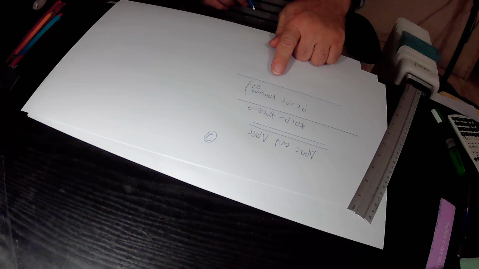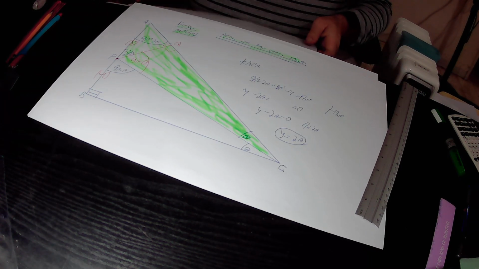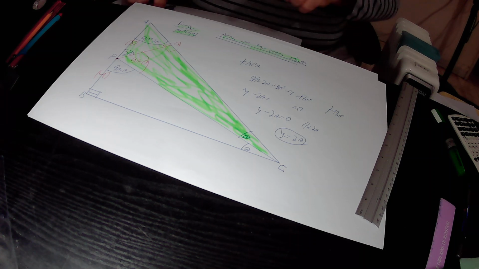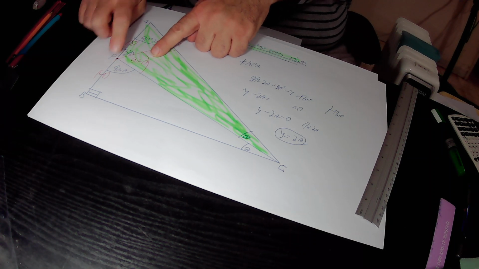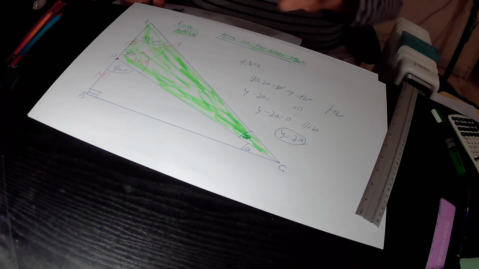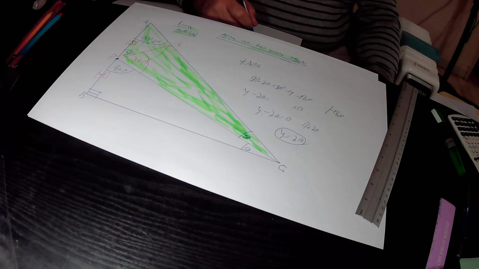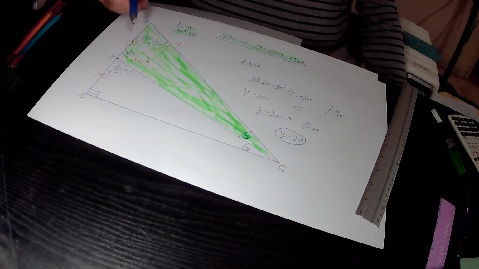PC equals to itself is the common side that belongs to both triangles. And finally, those two angles are both equal to 90 degrees minus theta, therefore they are equal to each other. So this is angle QPC in the green triangle, and it is equal to this angle, the angle BPC in the white triangle.